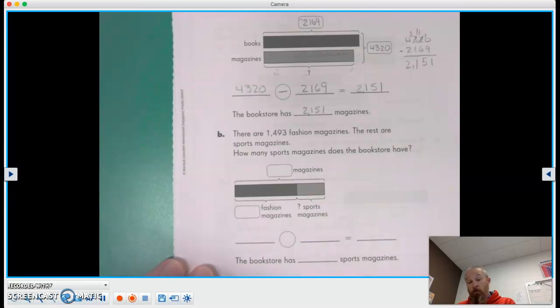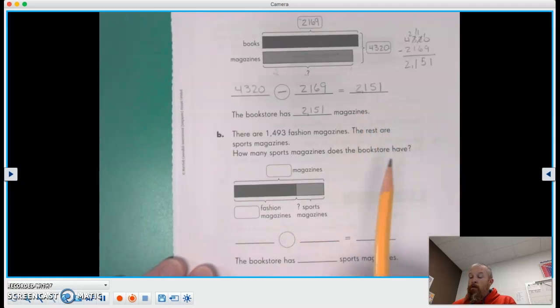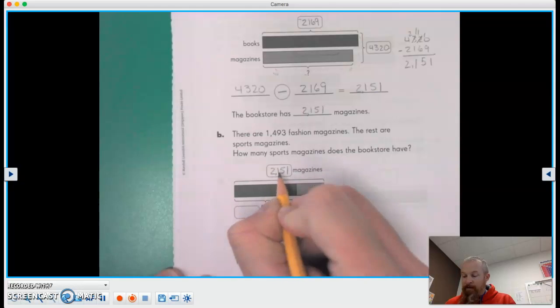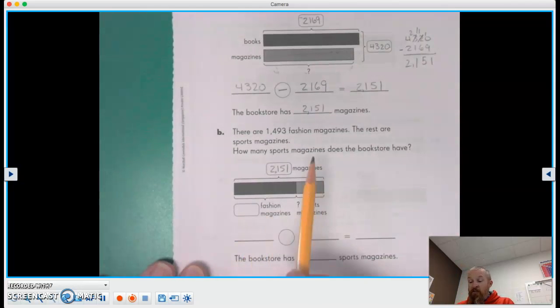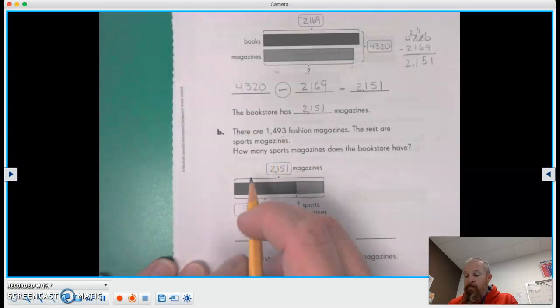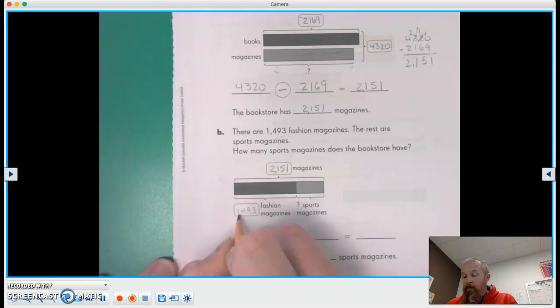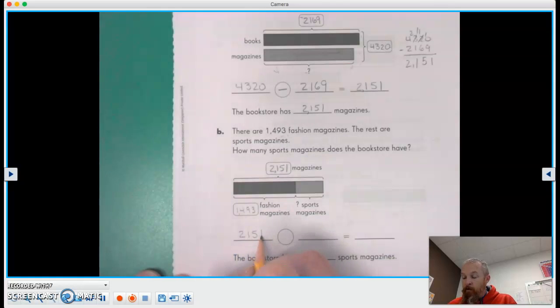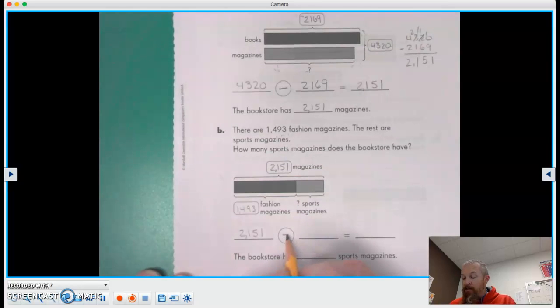Well, again, we know how many total it has, right? We figured that out. It has a total, or the top, the whole is 2,151 magazines. Now, we know how many fashion magazines because it tells us 1,493. What it doesn't tell us, what our question is, how many sports magazines does it have? So we have a part, we're missing a part, but we have the whole. So we're going to take the whole, or the total magazines, and we're going to take away our fashion magazines.